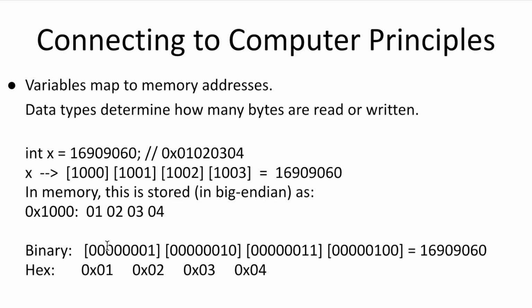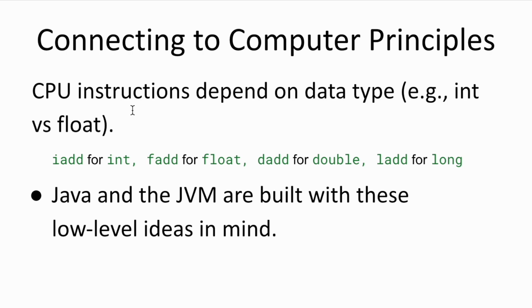Let's say your variable lives at memory address 1000. If it's an int, the CPU will read 4 bytes starting from 1000. If it's a byte, it will read just one byte from that same spot. Misreading that memory with the wrong type would give nonsense, or worse, crash the system. On a deeper level, CPUs can read 4 or 8 bytes in one instruction. So knowing the exact type lets the JVM and the compiler generate optimized memory operations. The deep principle is that CPU instructions depend on data type.